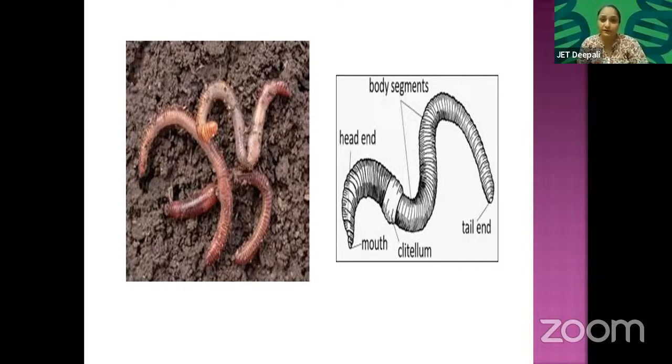See, this is the body segment. This is called metamerism. And this is the clitellum, the reproductive part, which helps in the formation of the cocoon. This is the mouth and this is the tail. They do not have tentacles, eyes, or cephalization.